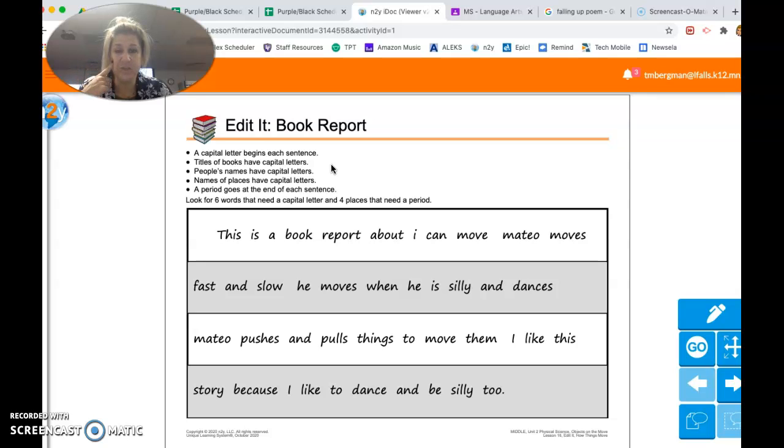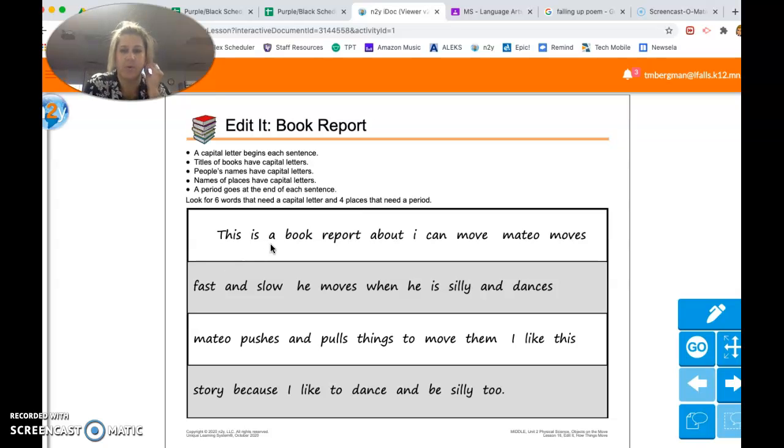So just to keep this in perspective, it says 6 words need a capital letter. So we are looking for 6 words that we need to capitalize, and then 4 places that need a period. So 10 things within this book report that need to be edited. Okay, so let's start at the beginning and we will read it.